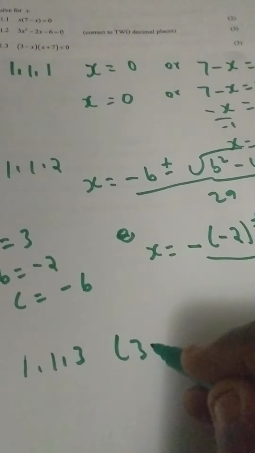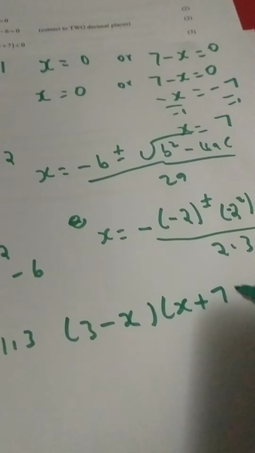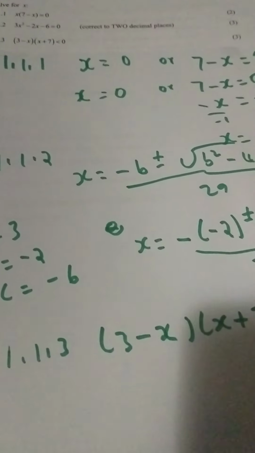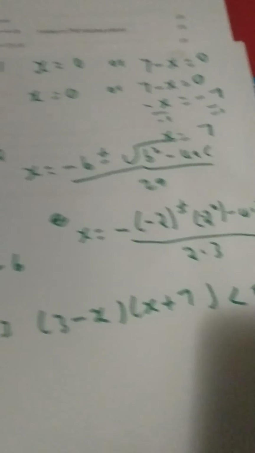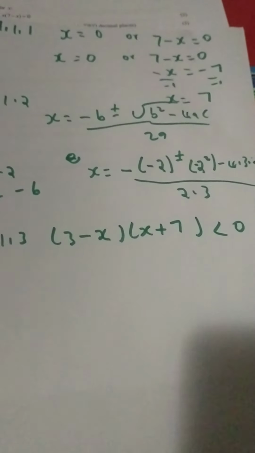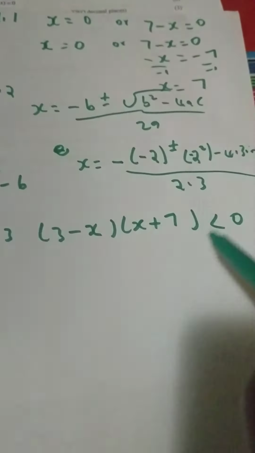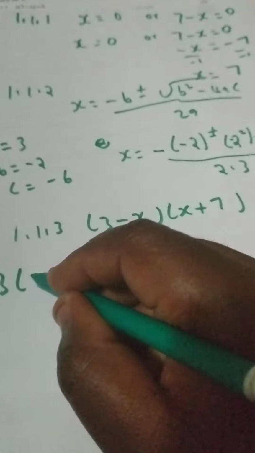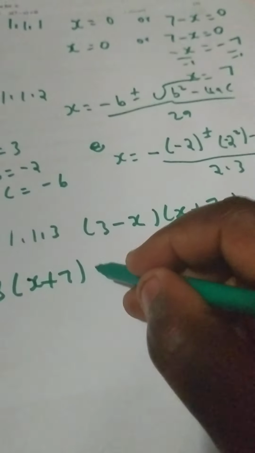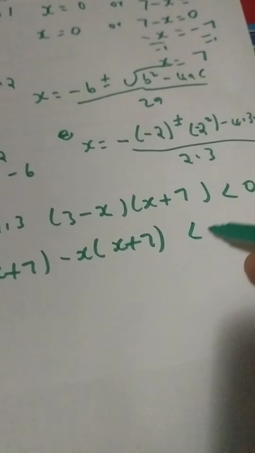So here they're giving us 2 brackets, (3 minus x)(x plus 7), and then it's less than 0, right? Less than 0 is given. With this type of question, it's about simplifying. With simplifying, you just have to multiply this side with everything on that side. For example, we'll multiply 3 by x plus 7, and the negative x will also multiply x plus 7. Everything less than 0.